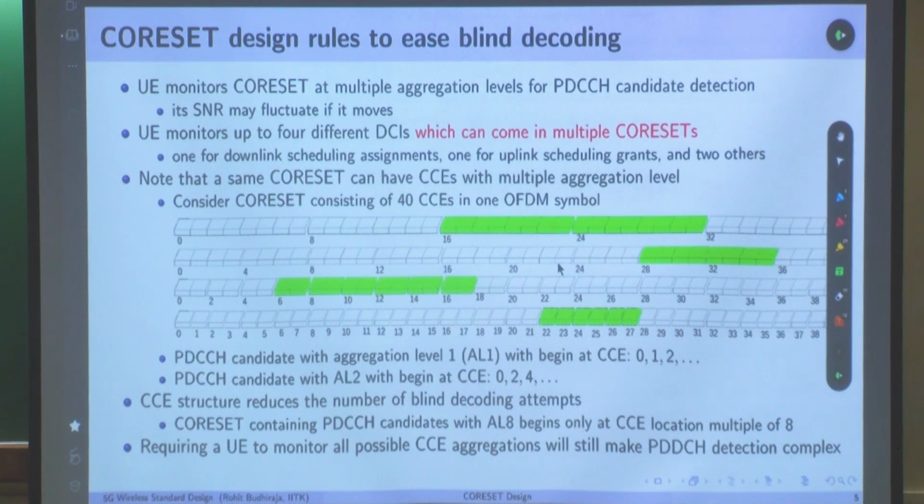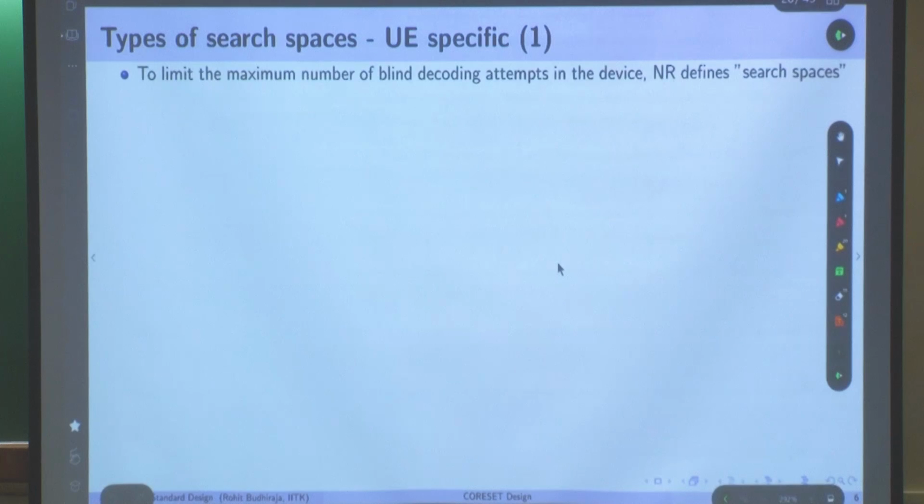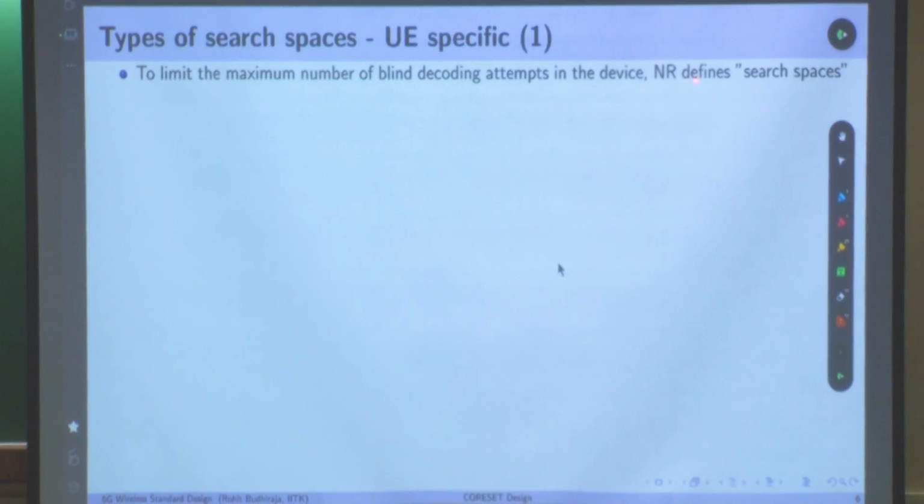Right? Okay. So if it has to monitor all these candidate search spaces, it will definitely need more than 36 attempts. And I am showing you one example. Otherwise, like 1, 2, 3, 4, 5, 6 only. We are telling it to monitor 6 candidate search spaces at aggregation level 1. Right? Okay. So that's what it is. To limit the maximum number of blind decoding attempts in the device, NR defines search spaces. That's the term we have been using.